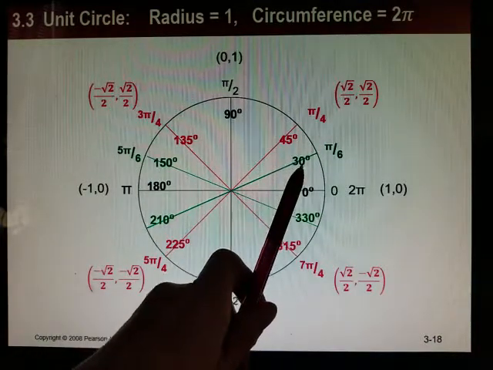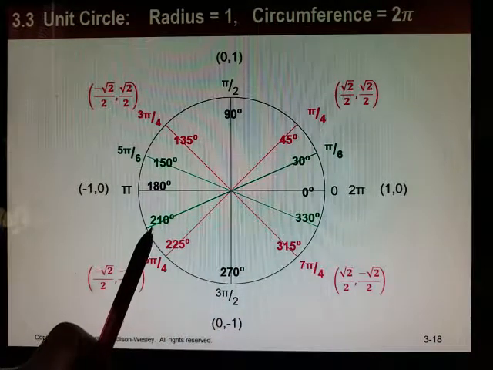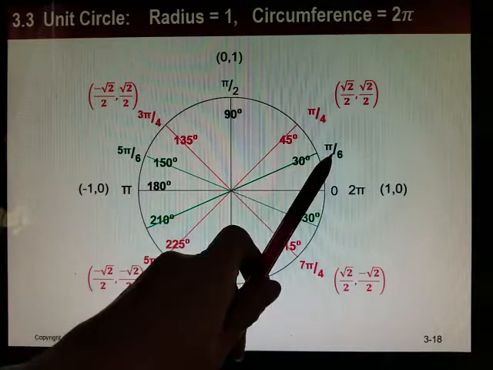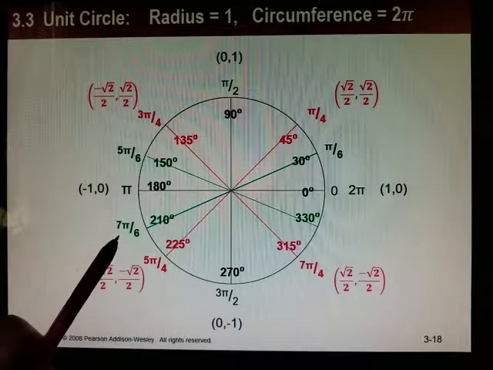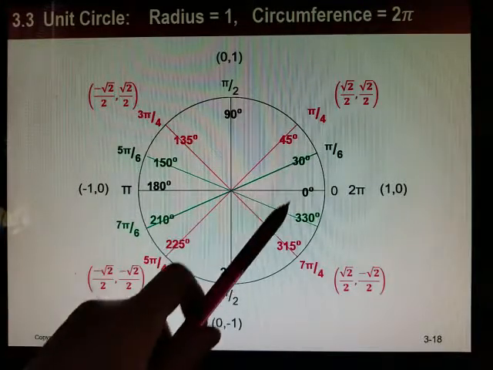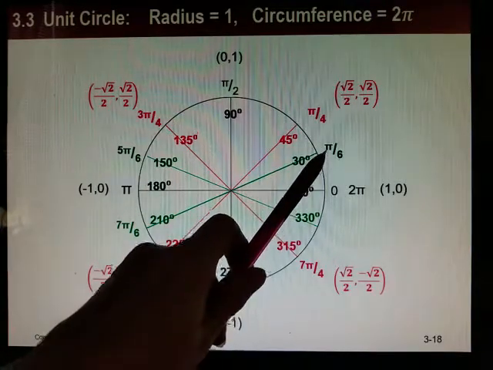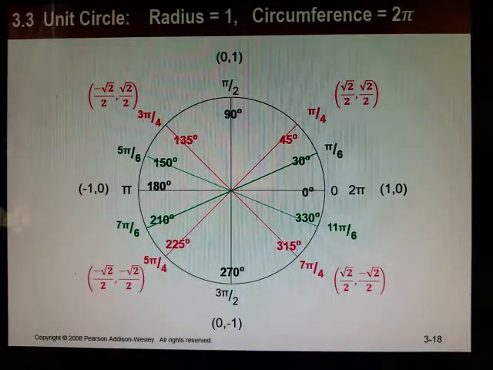Again, I'm going to ask myself, 30 times what is 210? I can ignore the zeros and take 3 times what's 21. That'd be 3 times 7. So pi over 6 times 7. All right, 30 degrees times what is 330? Again, ignore the zeros. 3 times 11 is 33. So times that by 11, and there's the radian measure.